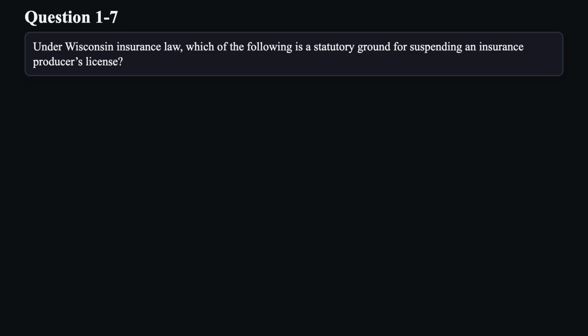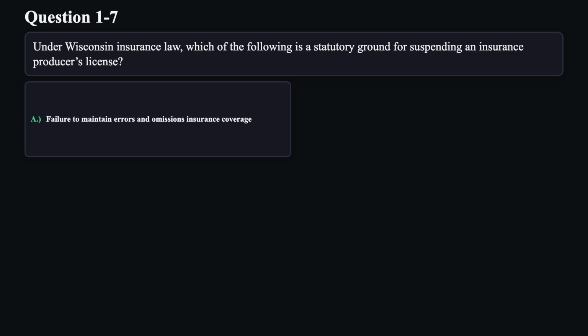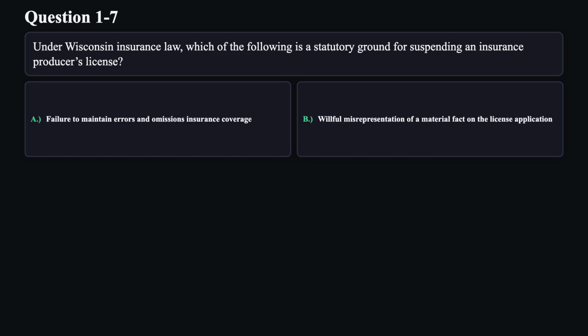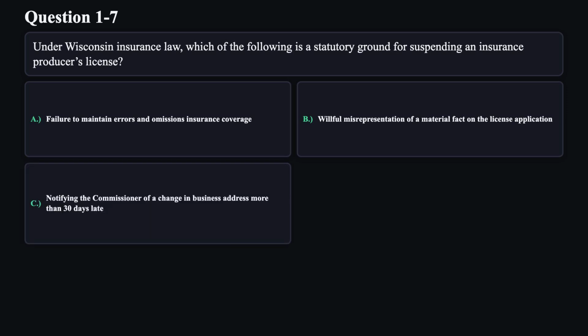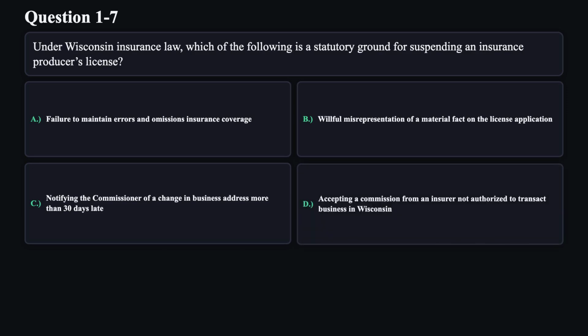Question 7. Under Wisconsin insurance law, which of the following is a statutory ground for suspending an insurance producer's license? A. Failure to maintain errors and omissions insurance coverage. B. Willful misrepresentation of a material fact on the license application. C. Notifying the commissioner of a change in business address more than 30 days late. D. Accepting a commission from an insurer not authorized to transact business in Wisconsin.